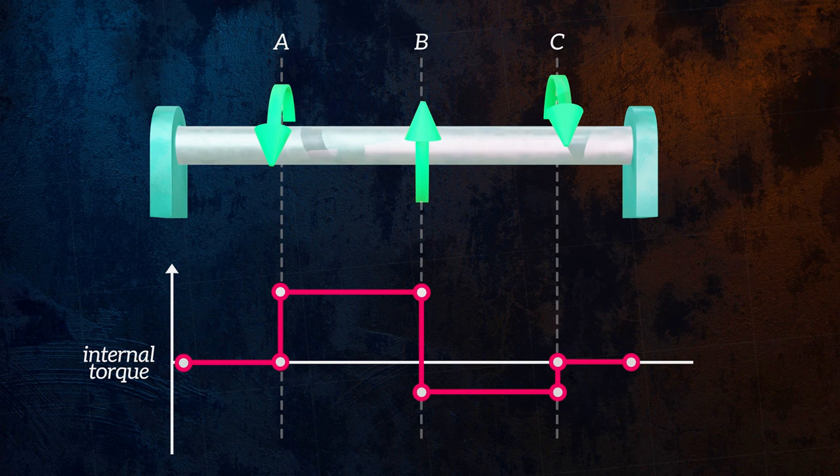The maximum shear stress will occur in the section of the shaft with the largest internal torque, and can easily be calculated using the equation we derived earlier.